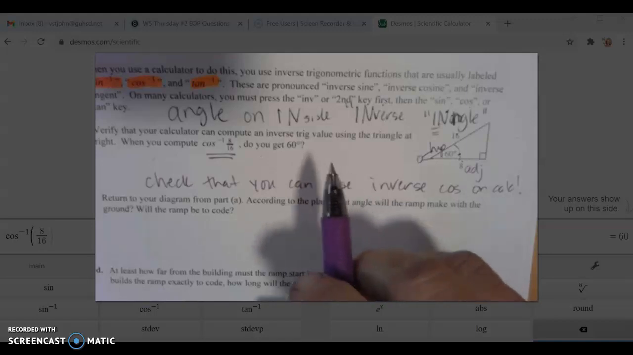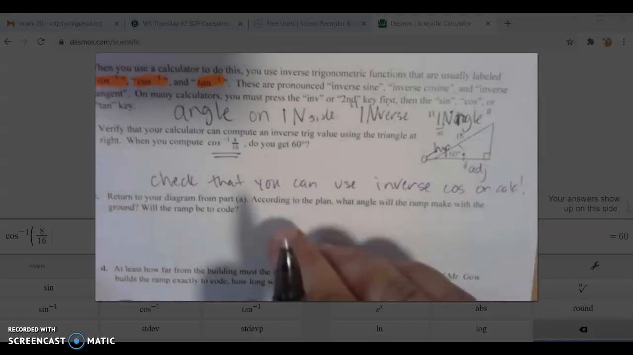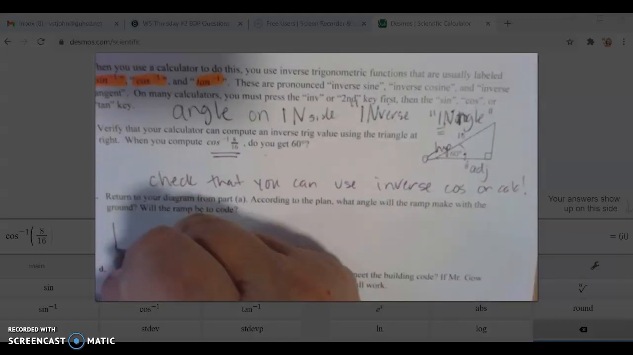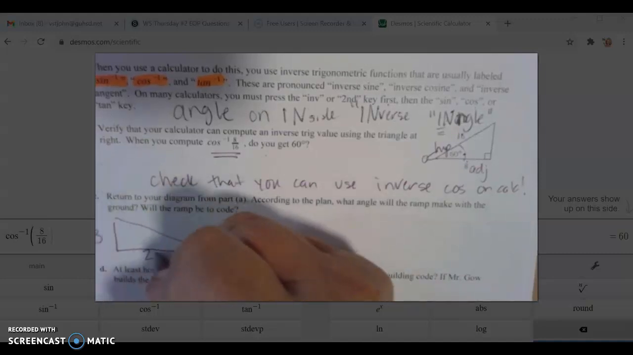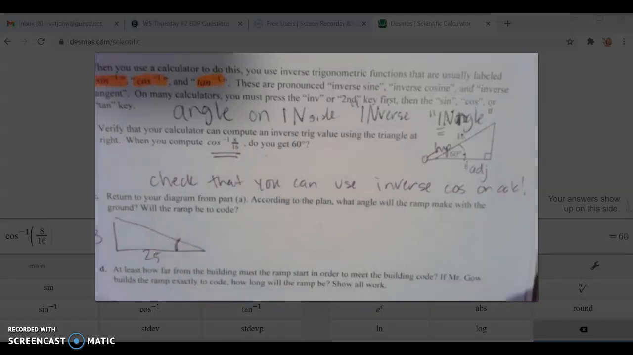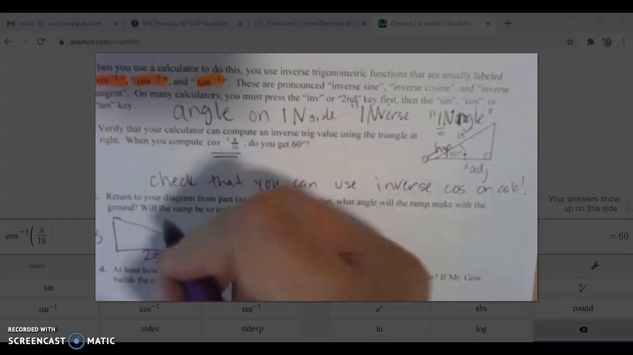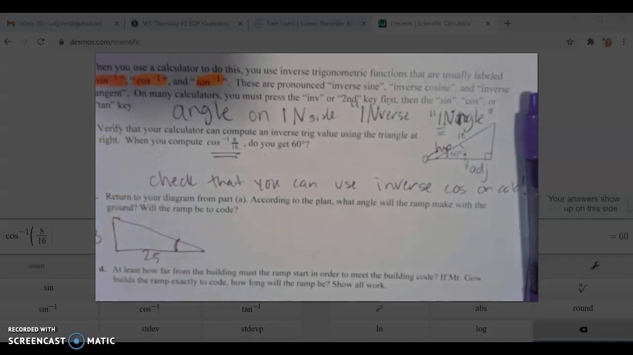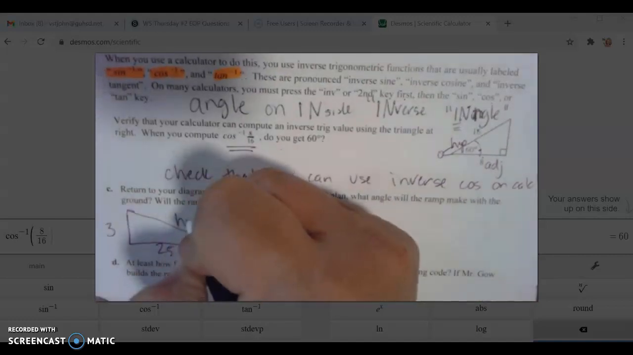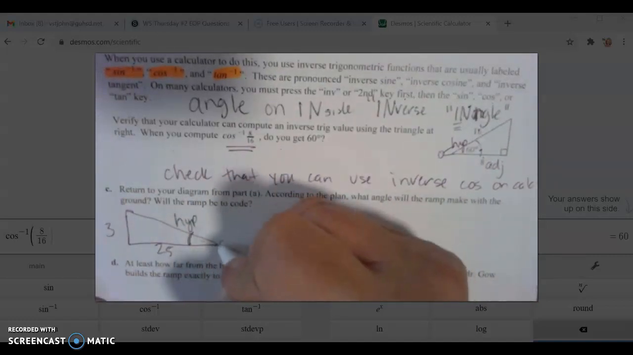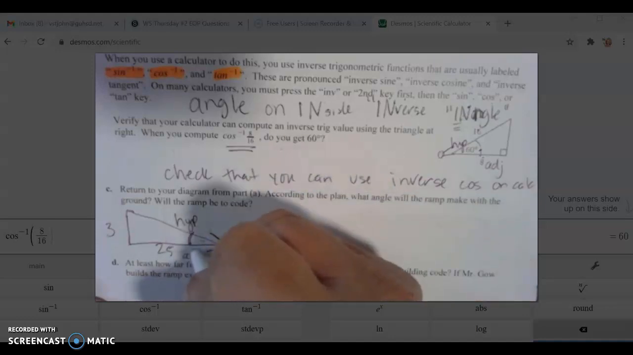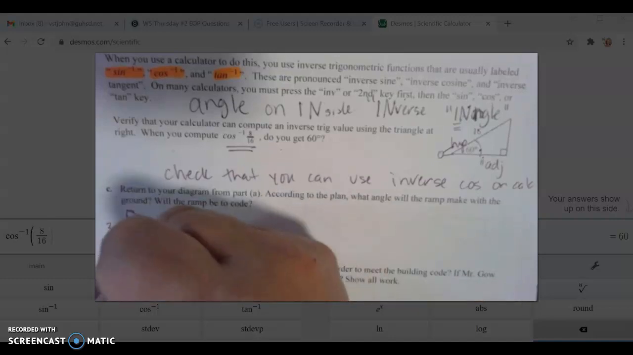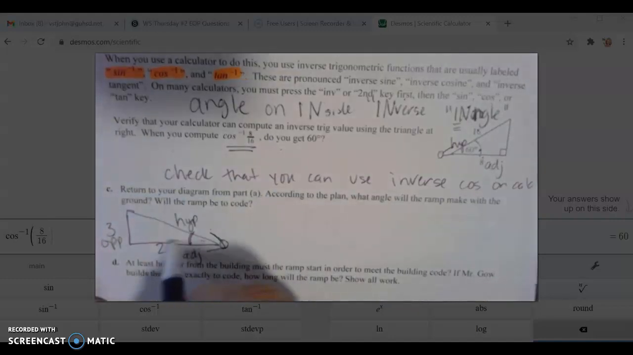Return to your diagram from part A. According to the plan, will the angle, okay, I'm going to redraw that little picture down here. We knew that this was 3 and this was 25, and we're looking for this angle right here. Let's label our hypotenuse. If this is my angle of reference, this is where I'm standing. So I'm touching the hypotenuse and the adjacent side, which makes this one my opposite side. So again, I'm going to circle that I have opposite and adjacent.